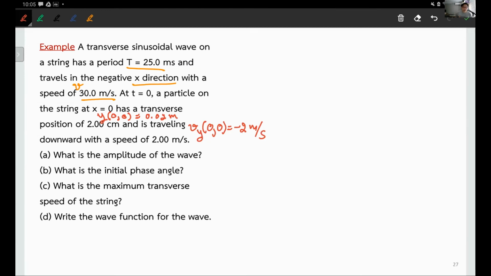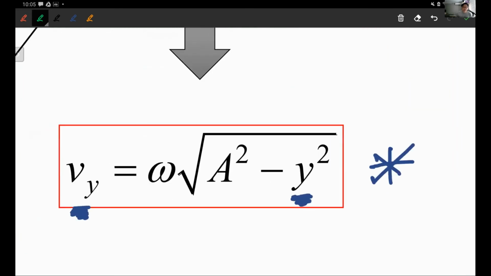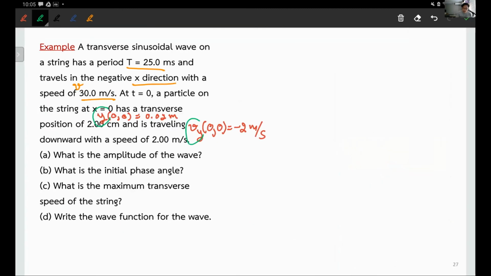Okay, so first they ask, can you figure out the amplitude? This is where the nice formula that I marked with the stars comes in as a very good help. You get the y, you get the v. There is a relationship between the position and speed right here. It's a nice shortcut, a relationship between the transverse position and the transverse speed, so I can use this one right away. Very nice. This is a good example to try that.